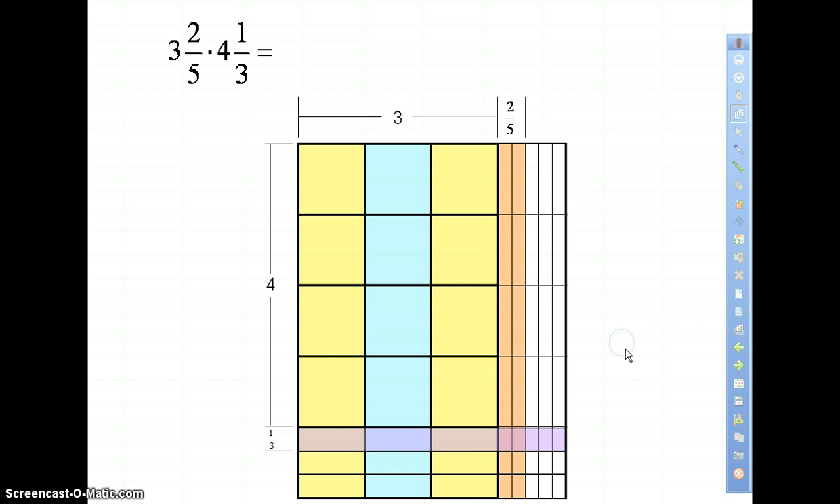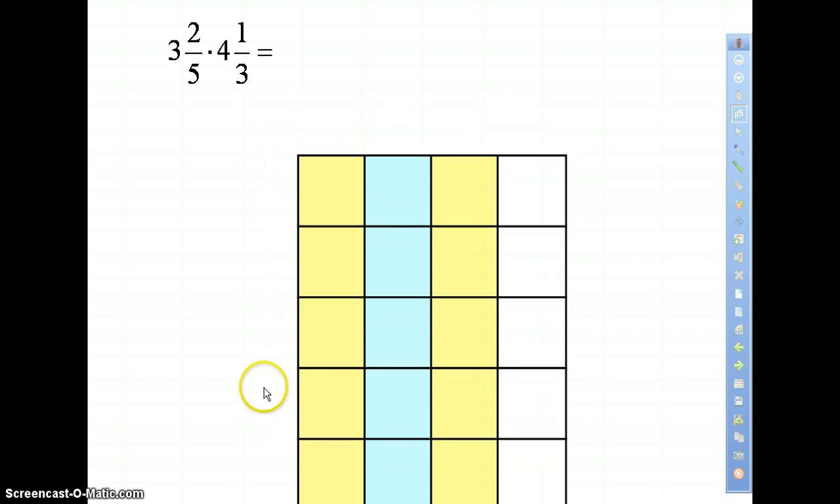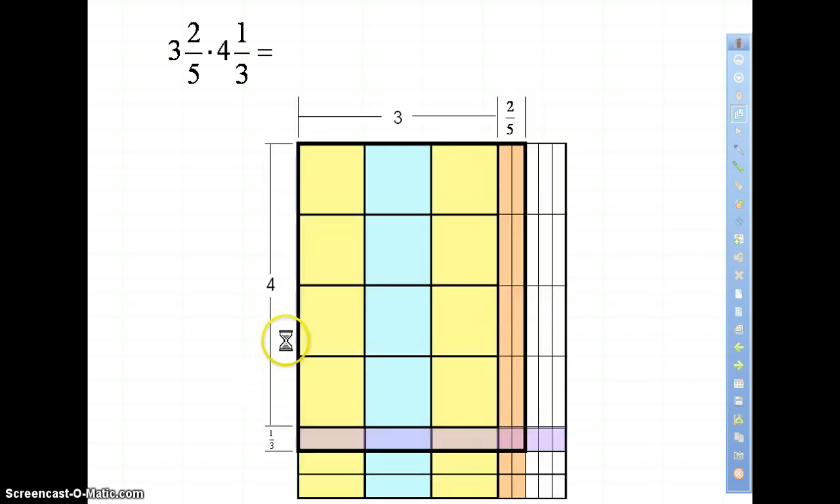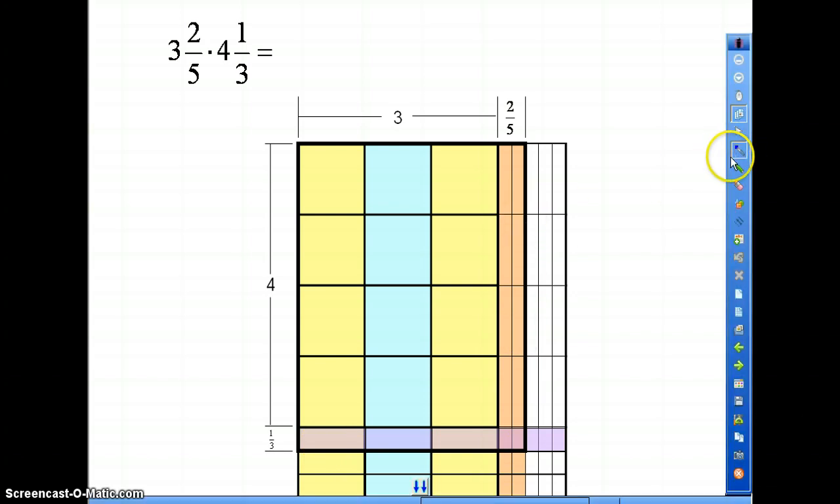So now the area that I'm interested in is the area where these all overlap, this overlapping region right here. Okay? So let's count and see what we've got. Let's put all of our wholes together. I've got 1, 2, 3, 4, 5, 6, 7, 8, 9, 10, 11, 12. So let's write that down. I've got 12 wholes in the center right here.